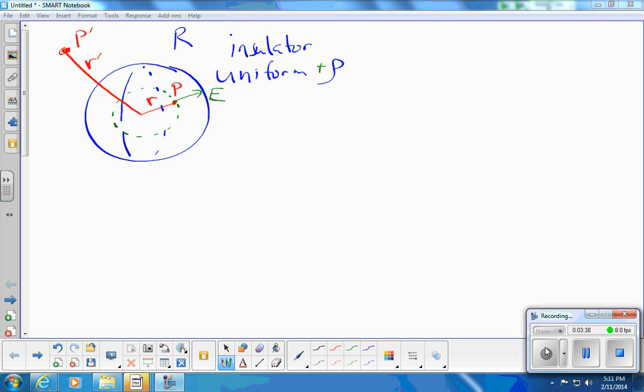So what is the electric field at point P? All right, now we're going to go fast, believe it or not. Can he go fast? I don't know. Well, let's find out. Step one, define a Gaussian surface.